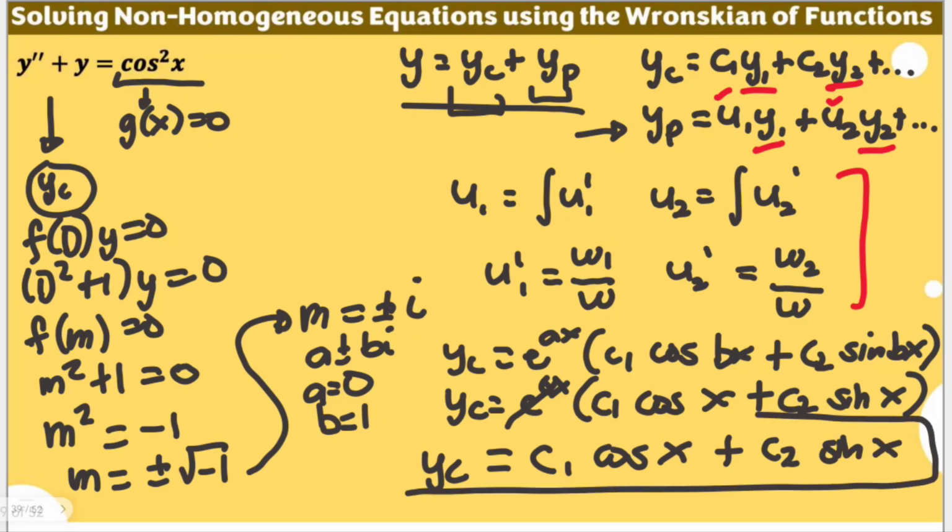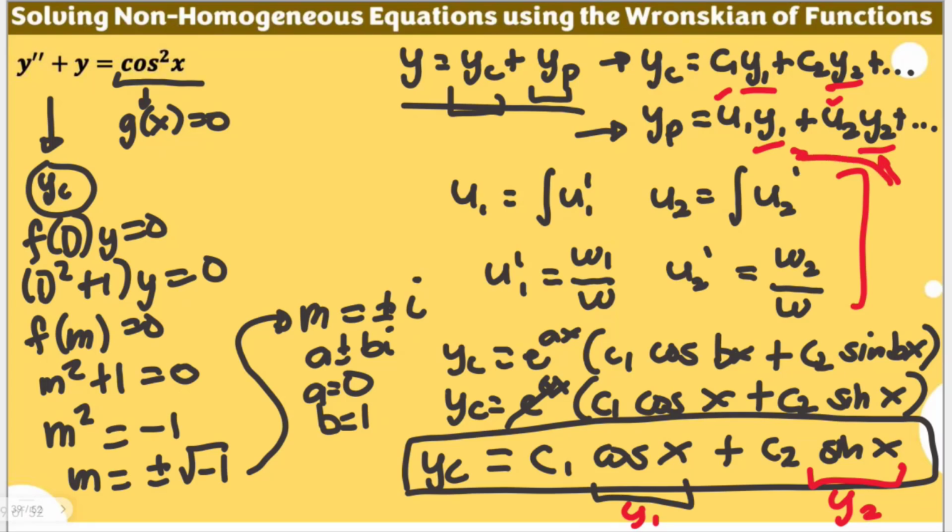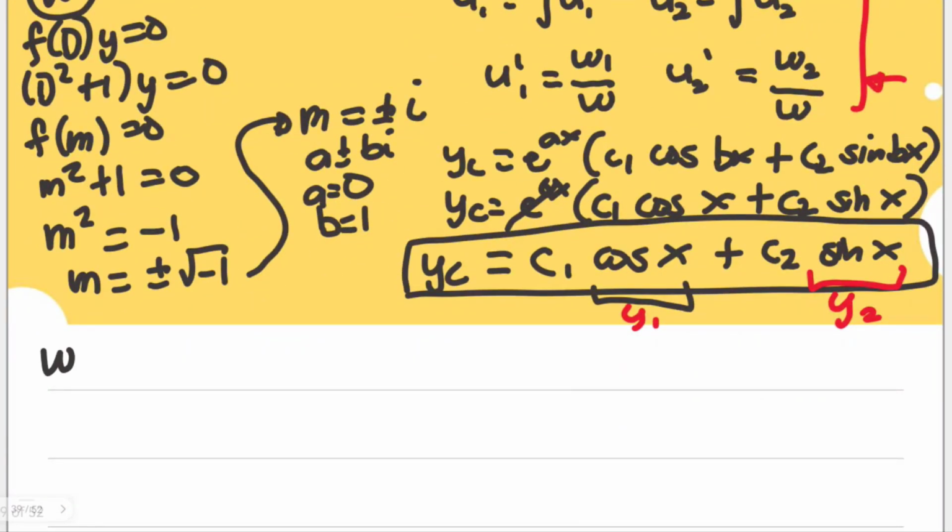This is just the first part of the process. And with this, following this form, we know that this cosine x would be our y sub 1, and this sine x is our y sub 2. We need this because these are the same functions to be plugged in for y sub p. And at the same time, since our u later on will use Wronskian, these are the functions involved in the identification of the Wronskian of functions. You have cosine of x and sine of x.